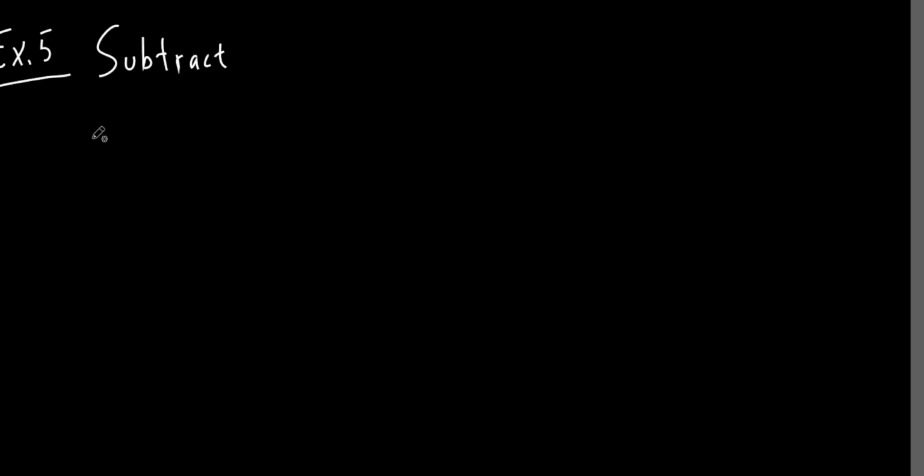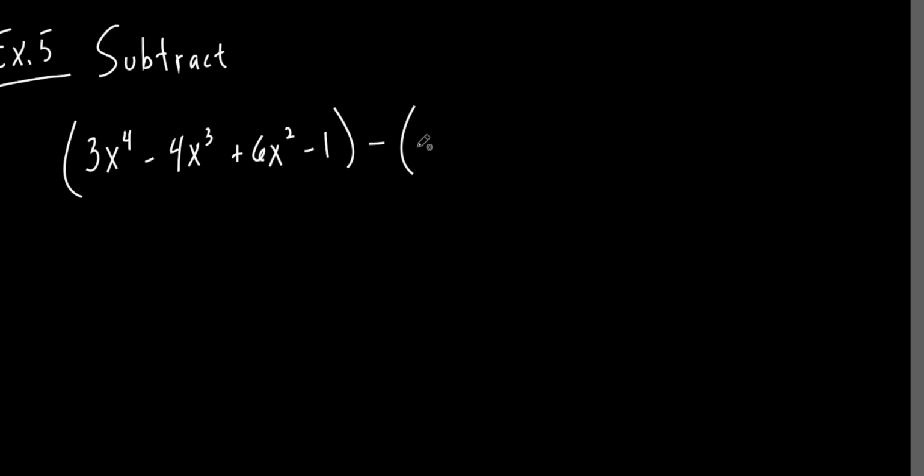Oops. Let's try that again. 3x to the 4th minus 4x cubed plus 6x squared minus 1. They put that in parentheses, and they put a minus, then they put another parentheses. This is the key to that problem, that parentheses and that minus. That's why they call it subtraction. 8x squared minus 6x plus 5.